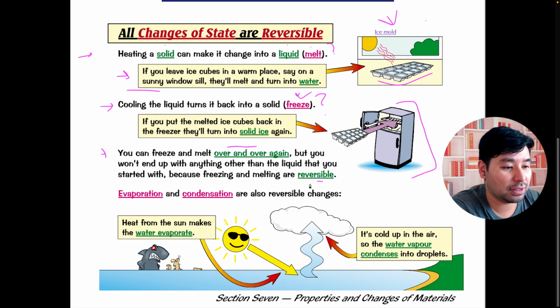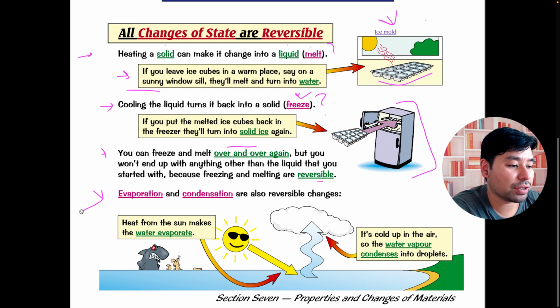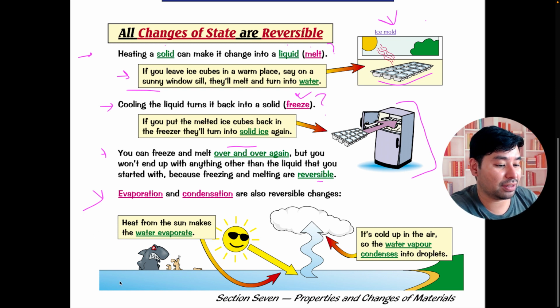Okay, the state. Then we have this last part here: evaporation and condensation are also reversible changes. Even if we make a different change here, they are reversible. Depending on the temperature, it gets back to the way that it was before. An example here, we have this picture. It's like the ocean. There is a shark. There is a man swimming, and we have this vapor going up and turning into this cloud.